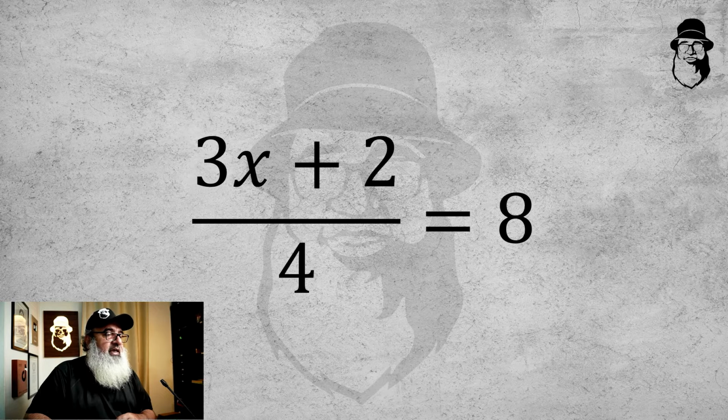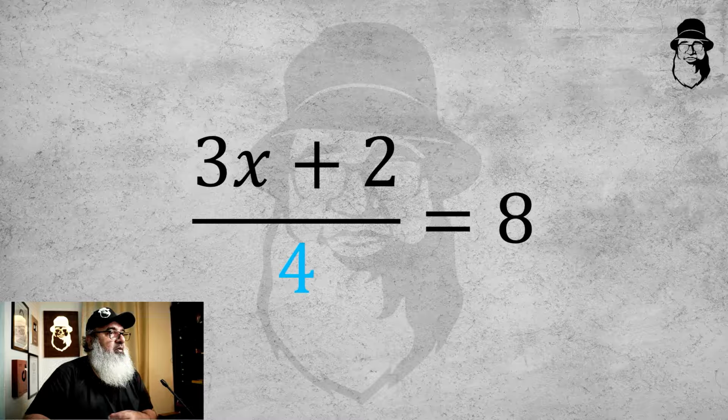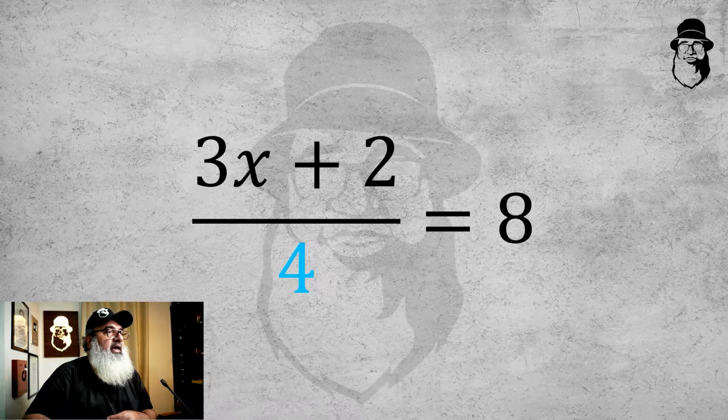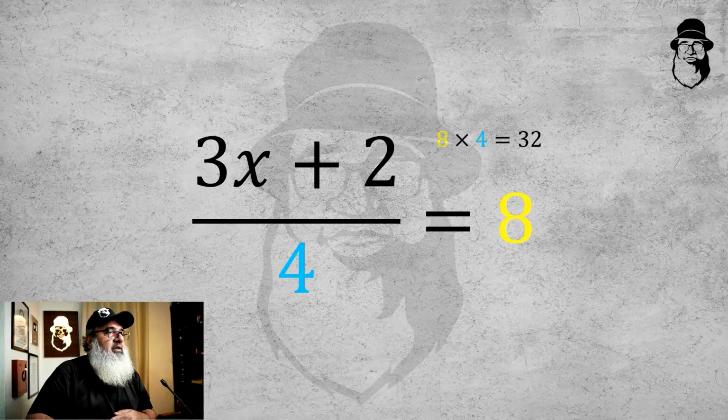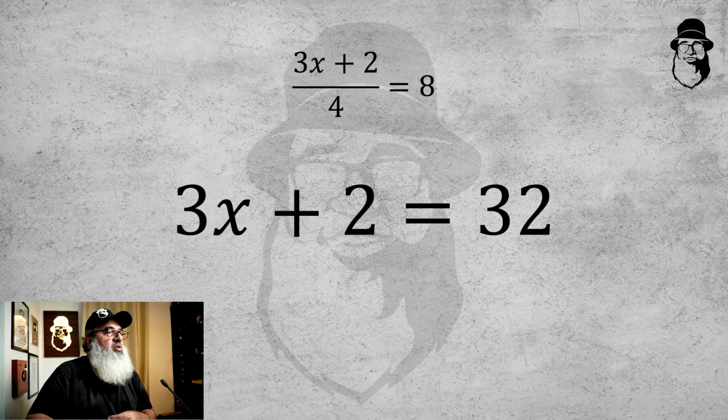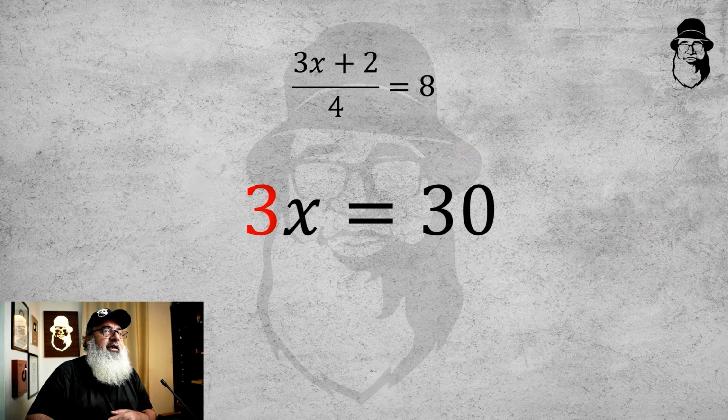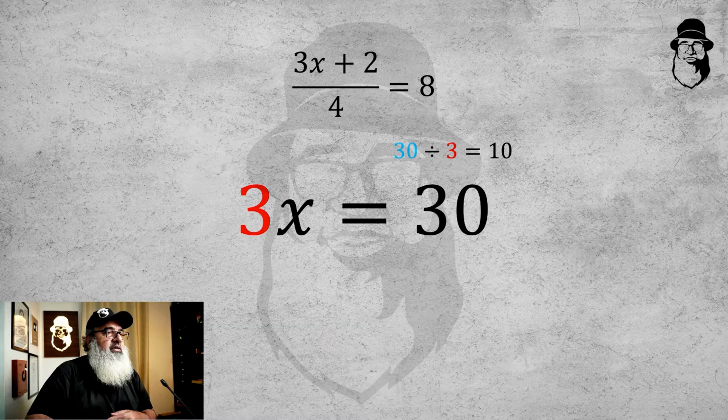To solve 3x plus 2 whole over 4 is equal to 8, here we see that the left hand side is actually a division. So we begin with 8 times 4 is equal to 32. Now mentally we think of 3x plus 2 is equal to 32, which is a two-step equation. So 32 minus 2 is equal to 30 and 30 divided by 3 is equal to 10. So x is equal to 10.